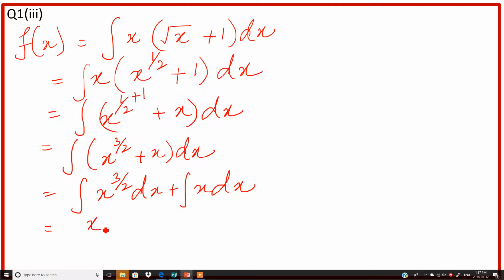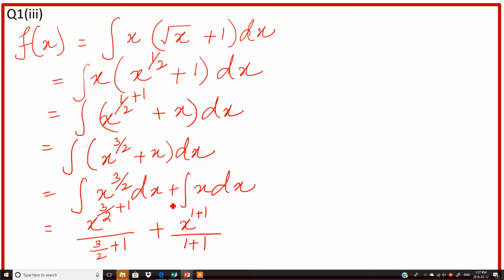So what is the way to remove it? It is very easy. Whatever is the exponent of the variable, this is 3 over 2, you have to add 1. So our new exponent is 3 over 2 plus 1. Now this integral sign has been removed. Now come here. This is x and the power of x is 1. You have to add 1 here. The new exponent is 1 plus 1.